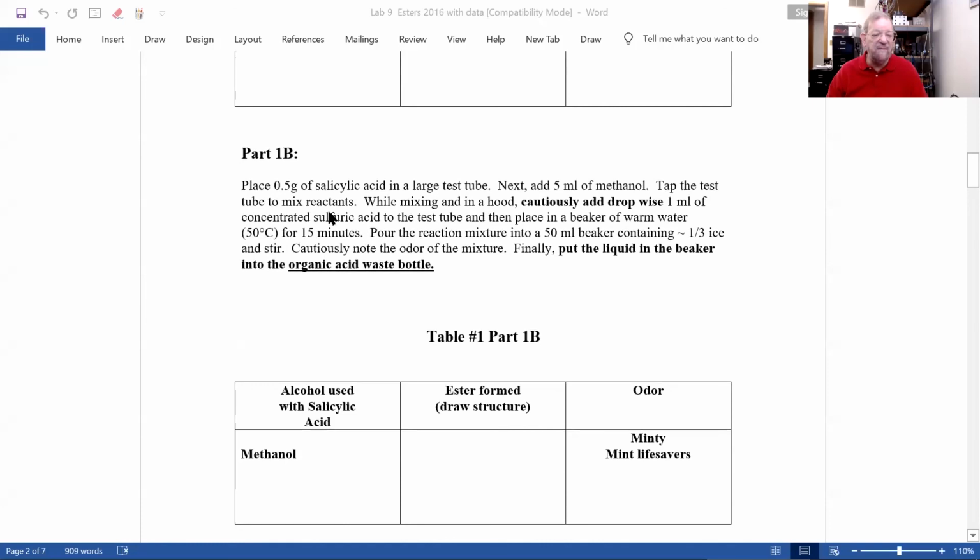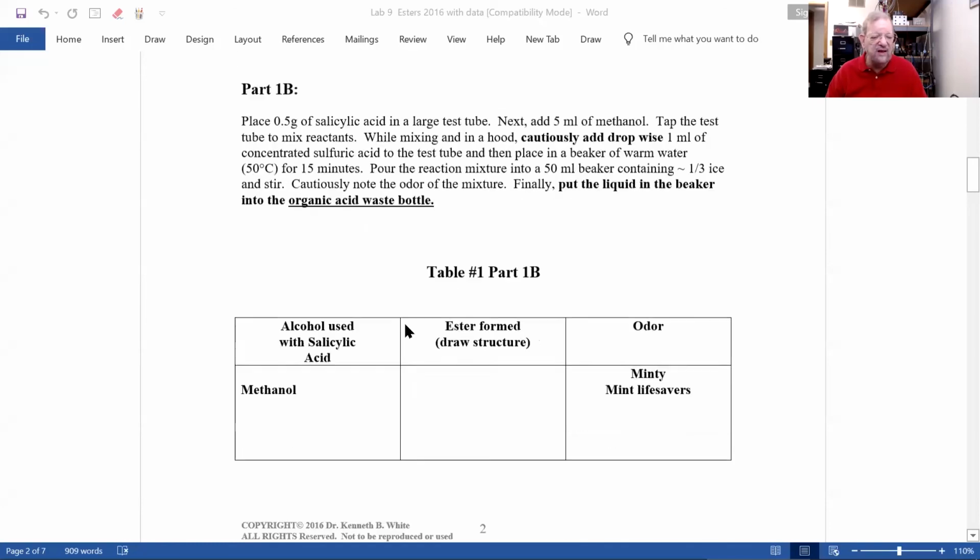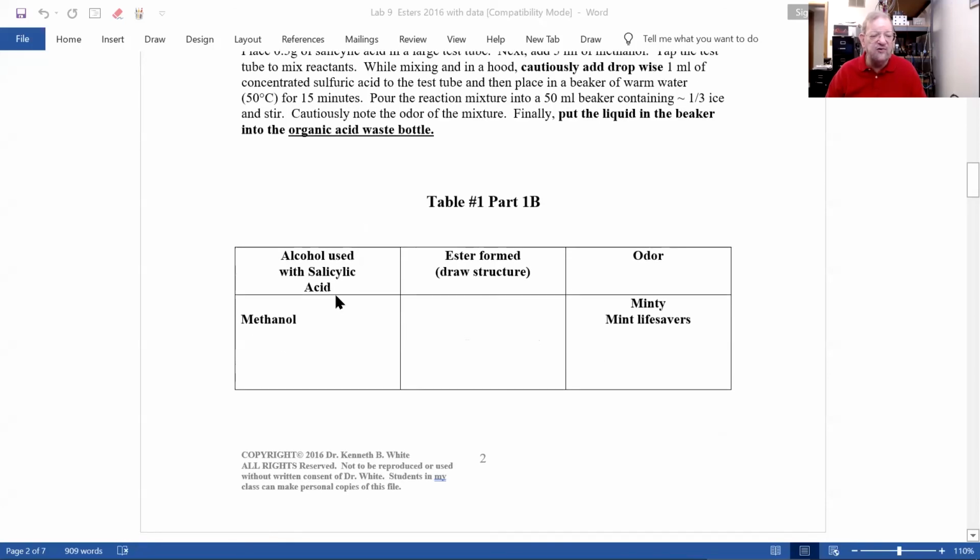Now, in part 1B, you would add methanol to salicylic acid, and that ester, when you smell it, is strongly minty, is mint, really, and it smells like mint Lifesavers.